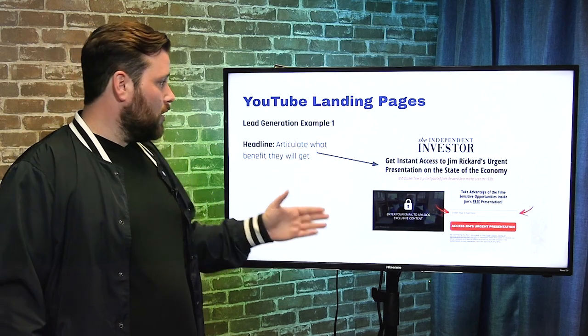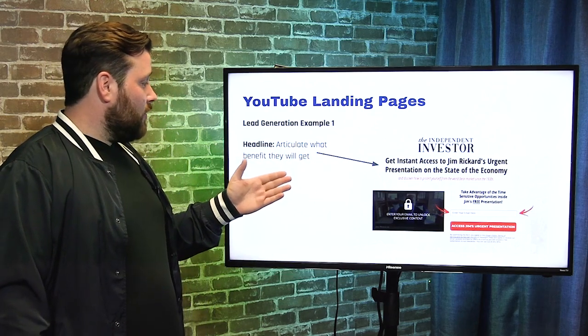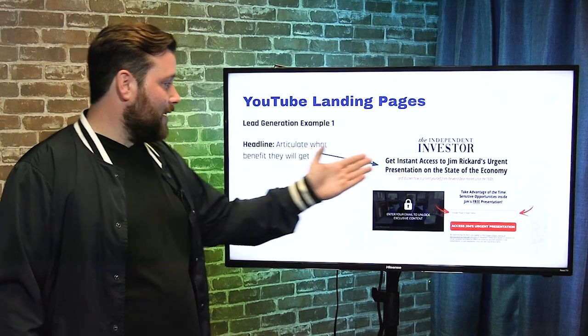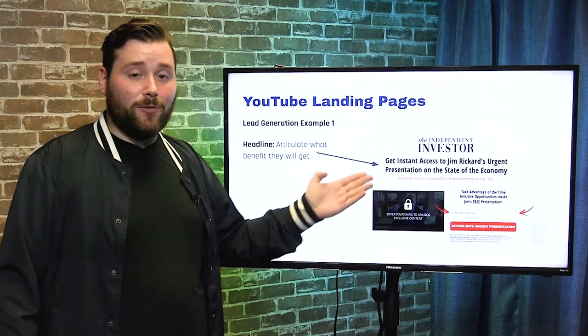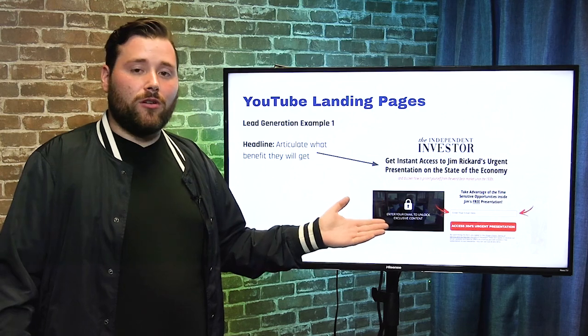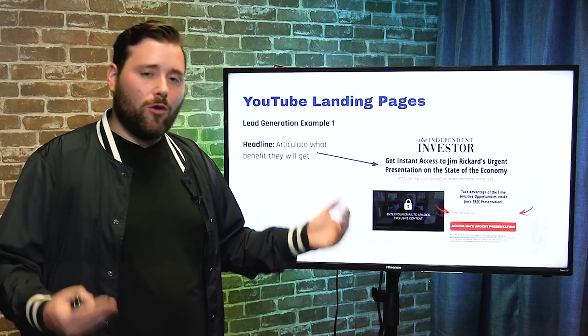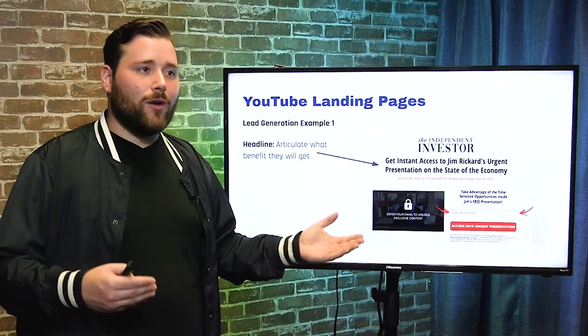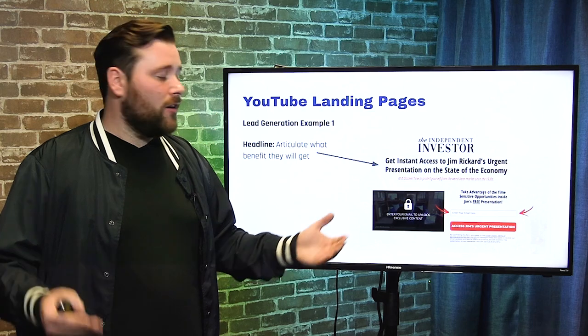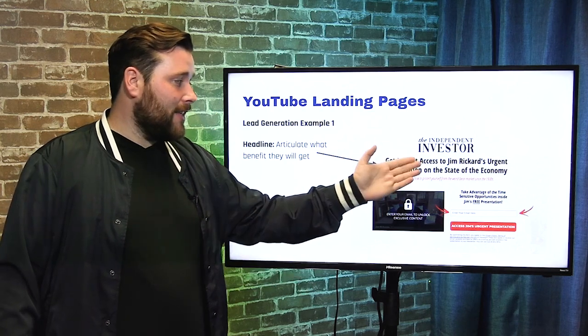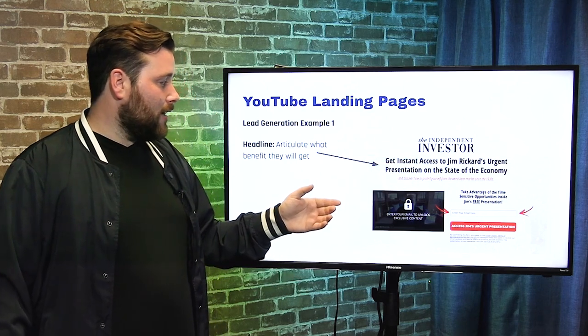It's a very simple template that you can follow. Basically, we have a headline here that articulates what benefit they will get. People are wanting something. You promise them something. That's why they're going to opt in for whatever you're promising. So articulate that again in your headline.